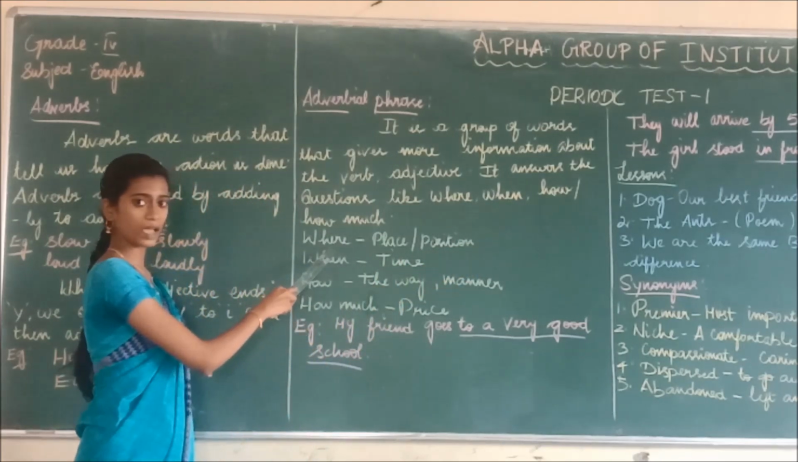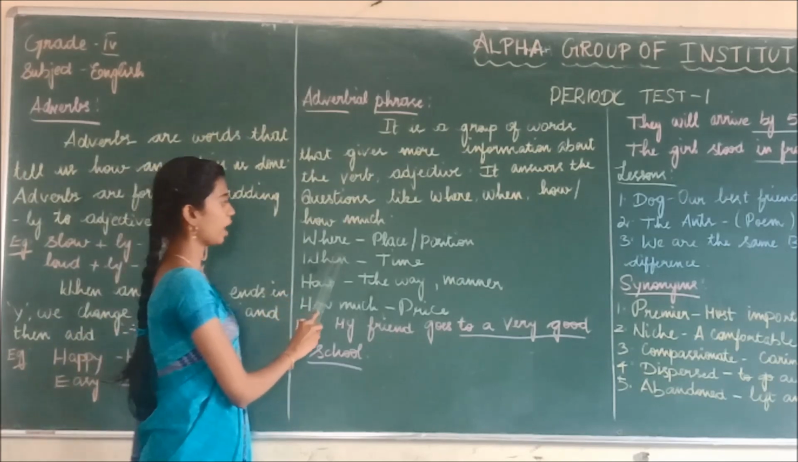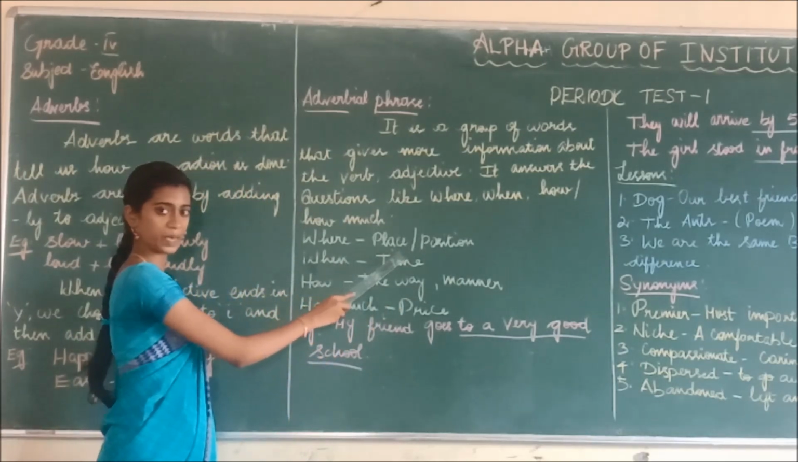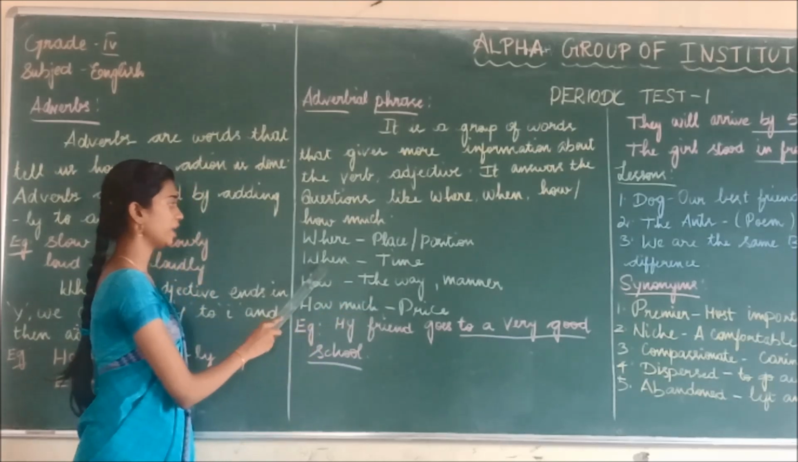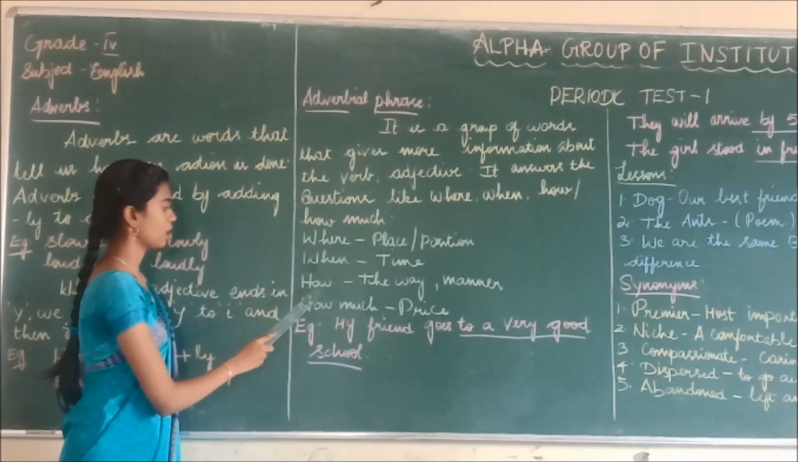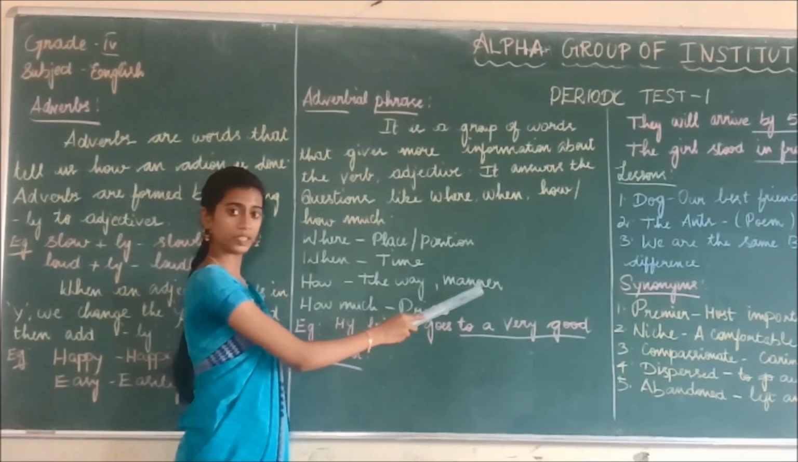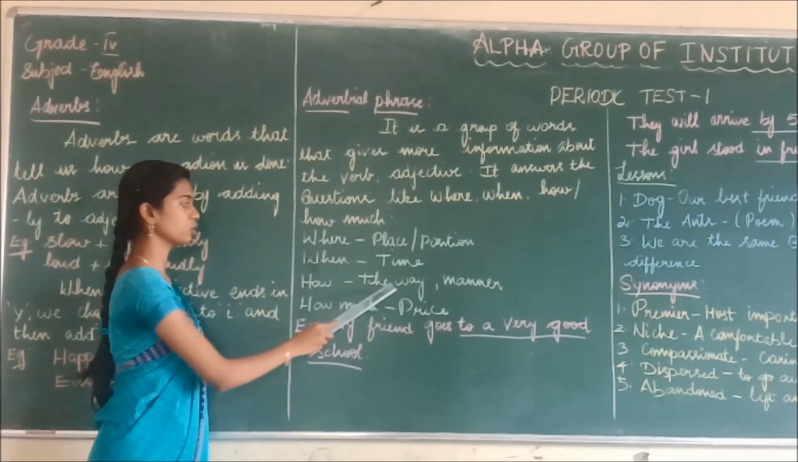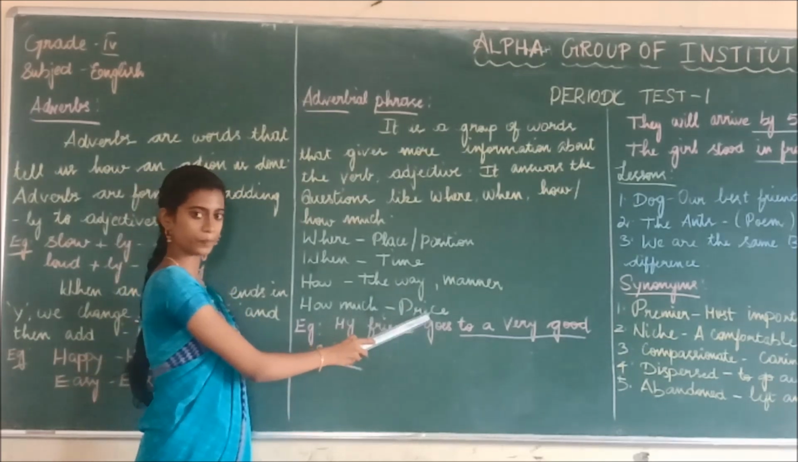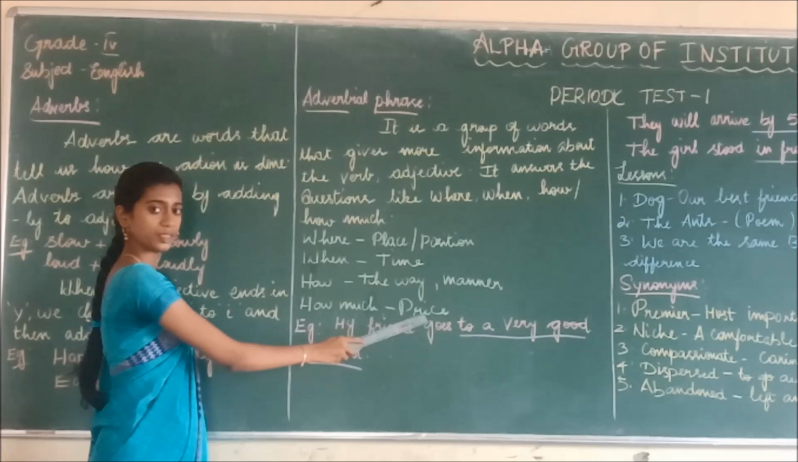So what does where mean? Where refers to place or position. When refers to time. How refers to the way or the manner. How much refers to the price.